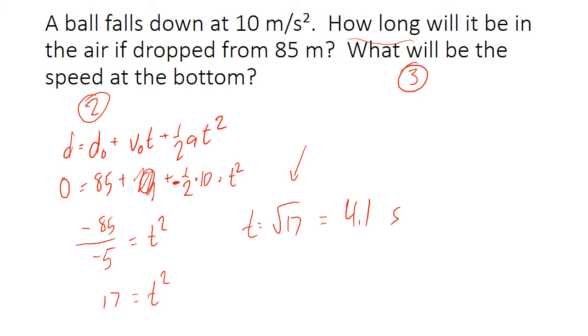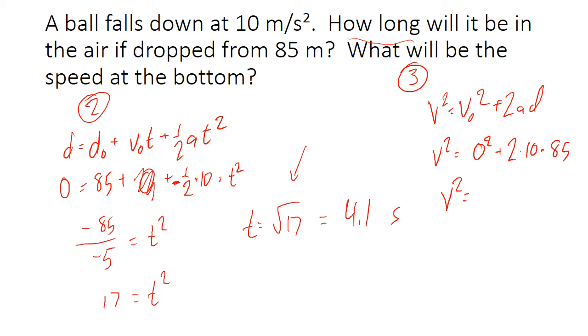All right, v squared is equal to v0 squared plus 2ad. So v squared, which I'm solving for, is equal to v0, which is 0, plus 2 times acceleration times the distance, which is 85. So v squared is going to equal 2 times 10 times 85, which is going to be 100.